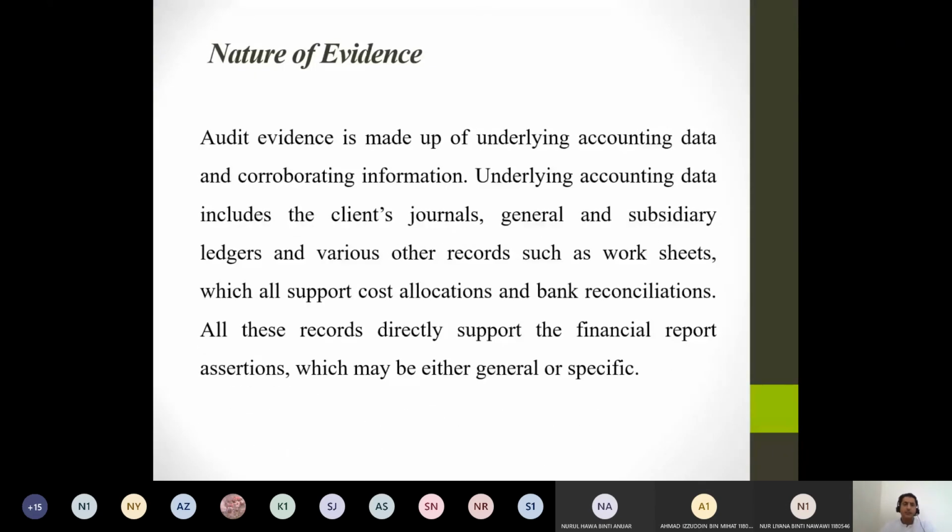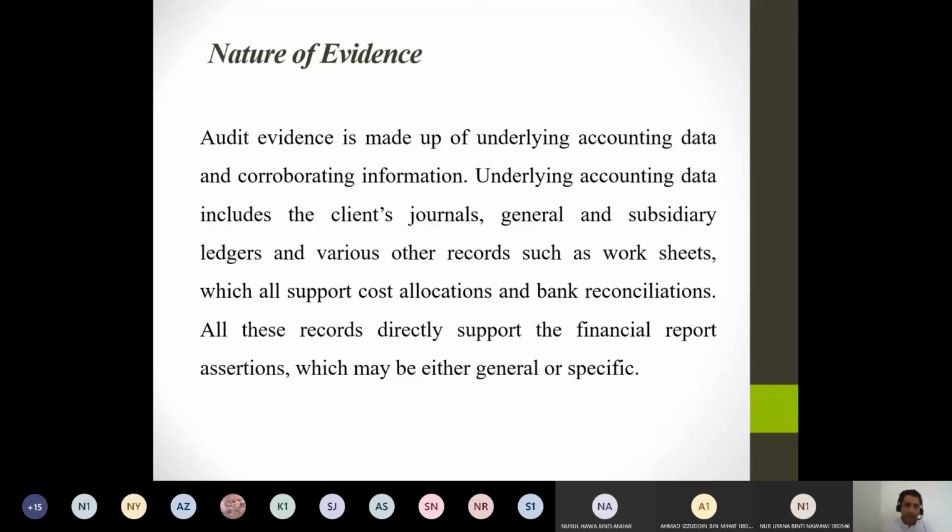So let's discuss the nature of evidence. Audit evidence is made up of underlying accounting data and corroborating information. So from where do we collect the audit evidence? We collect it from the accounting data. What do we mean by accounting data? We mean all of the accounting records in terms of the journals, general and subsidiary ledgers, and various other records such as the worksheets, which all support the cost allocation and bank reconciliation and so on.